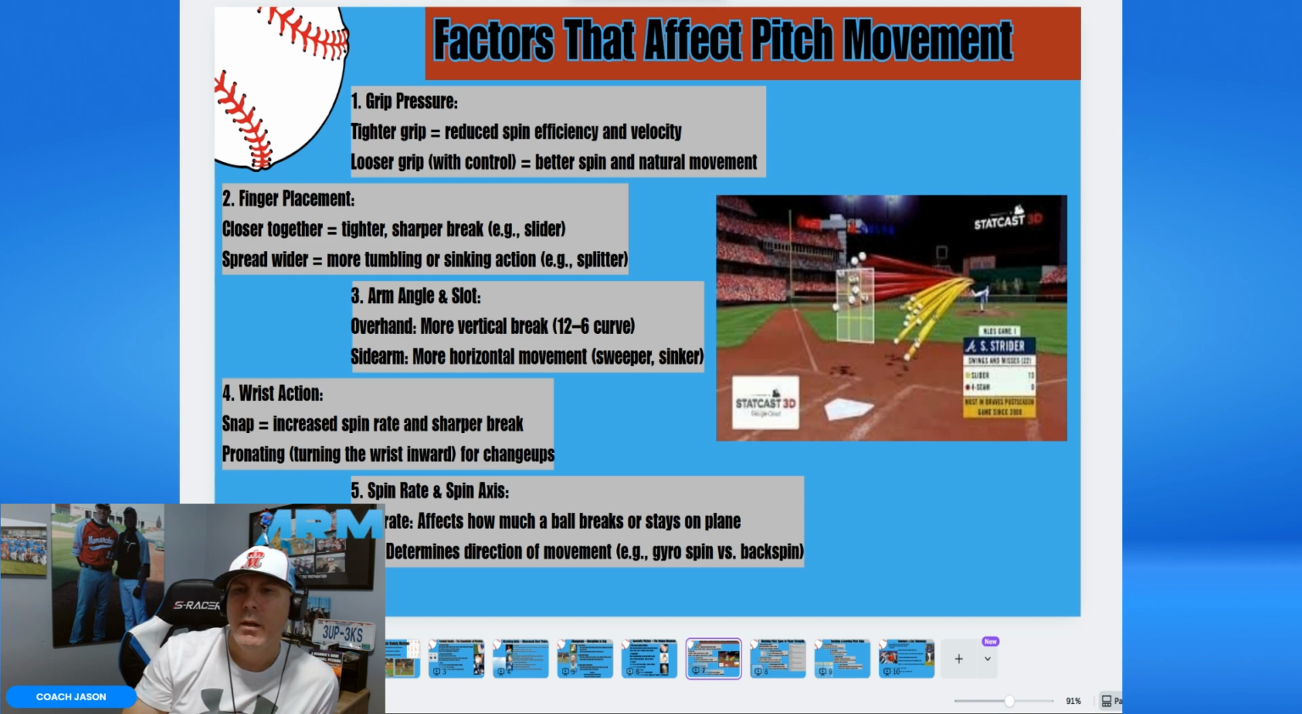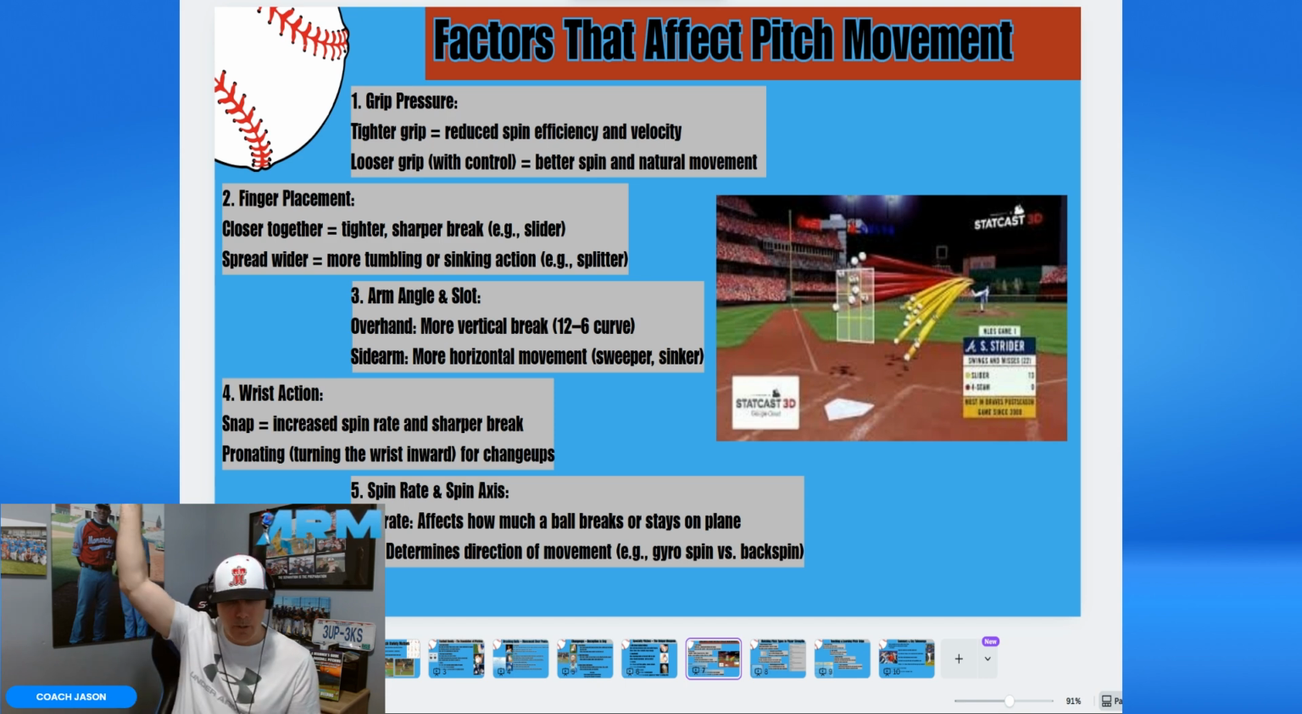circle changeup. And then arm angle and slot. Overhand, so that's the higher 3/4 arm slot where you're more up top and erect, so there's going to be more of a vertical break to them. So usually a lot of different sliders or curveballs come out of that slot. More of a traditional approach to it.